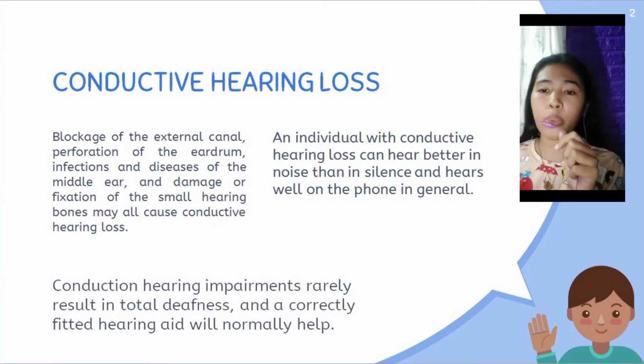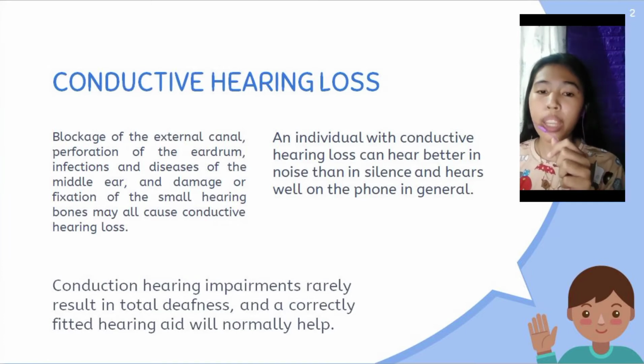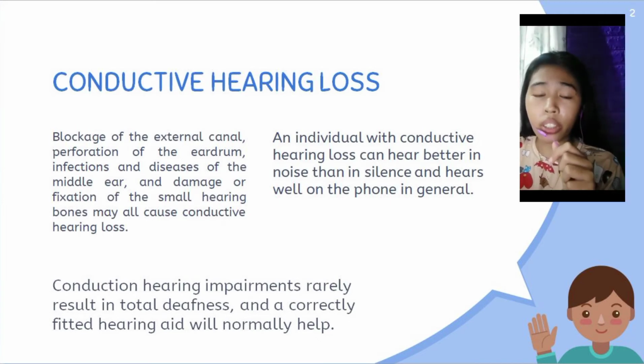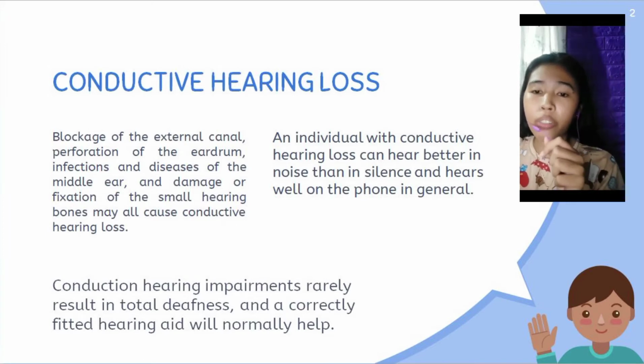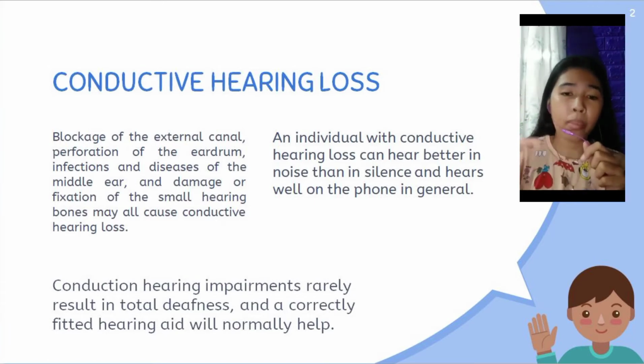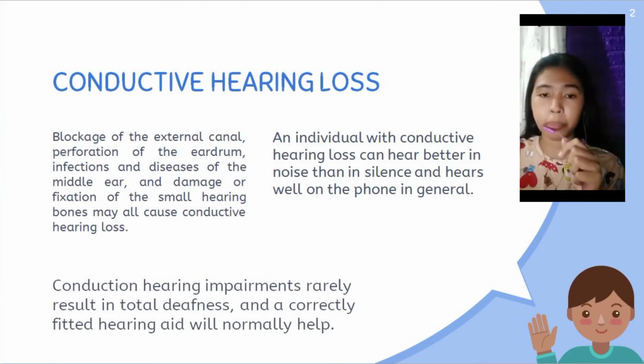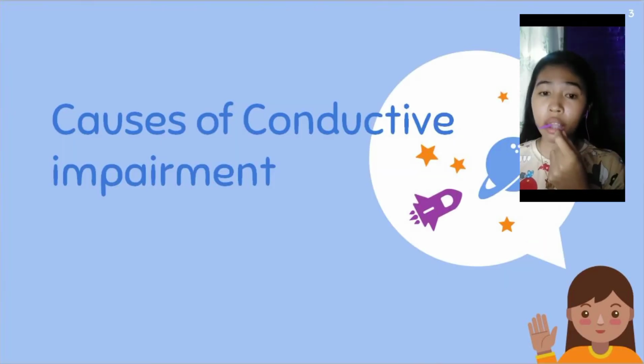Conductive hearing loss occurs when there is a problem transferring sound waves anywhere along the pathway through the outer ear, or in our tympanic membrane or the eardrum, or middle ear or the ossicles. If a conductive hearing loss occurs in conjunction with a sensorineural hearing loss, it is referred to as a mixed hearing loss. So if the 2 impairments join together, it will be called a mixed hearing loss. The next slide is all about the causes of conductive impairment.